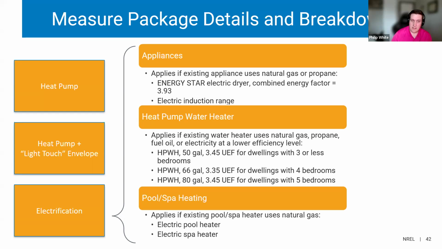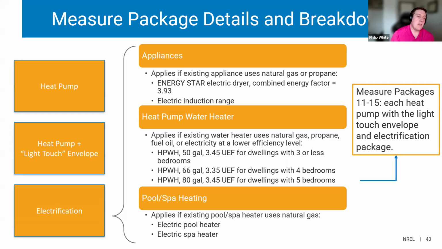For pools and spas or hot tubs, spa and hot tub is interchangeable here. For those that are heated by natural gas, an electric heater replaces the current heater. And similar to the envelope upgrade measure packages, these measure packages will not apply to the dwelling model unless the heat pump also applies to the dwelling.